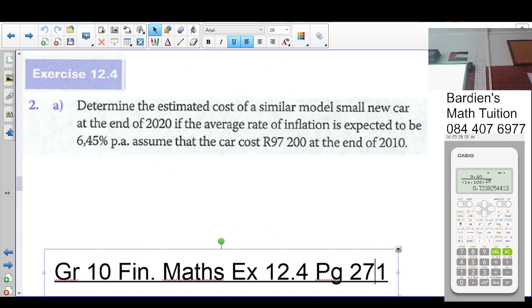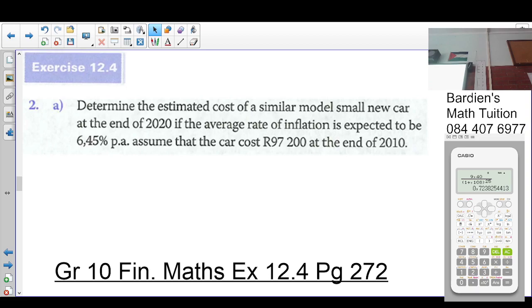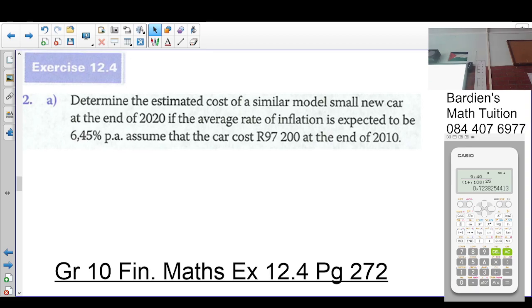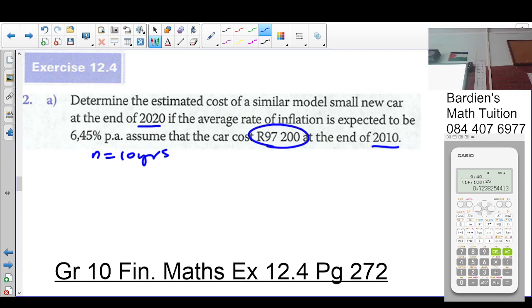But in number 2, on 272, determine the estimated cost of a similar model small car at the end of 2020 if the average rate of inflation is expected at 6.45% per annum, assuming that the car cost 97,200 at the end of 2010. So from 2010 to 2020, how many years is that? 10. So n is going to be 10 years. The cost of the car, 97,200, is your P value, your starting point.